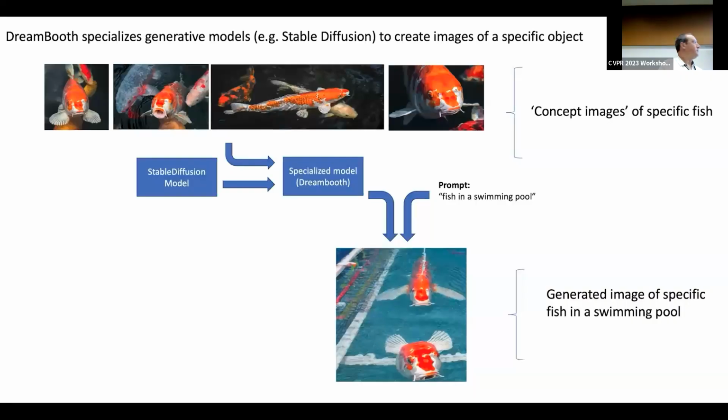DreamBooth is a GenAI technique that can specialize generic diffusion models, like Stable Diffusion, to create images of a specific object, like this fish in a swimming pool. Here we've modified DreamBooth training to create content credentials that describe the model and its ingredients, which are those fish concept images, which in turn have their own provenance, as we saw.